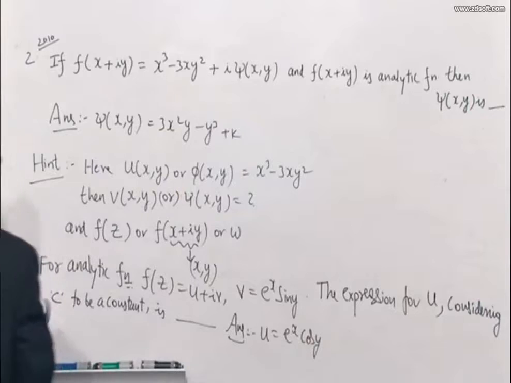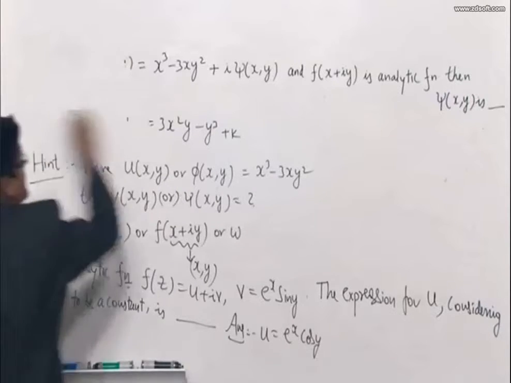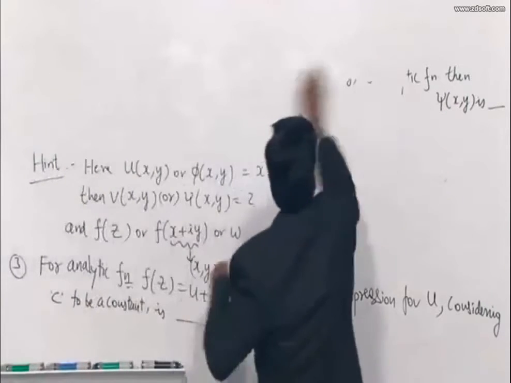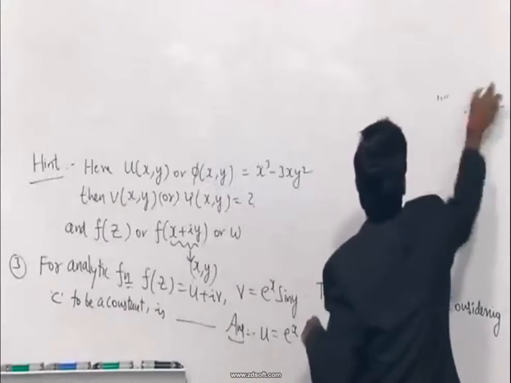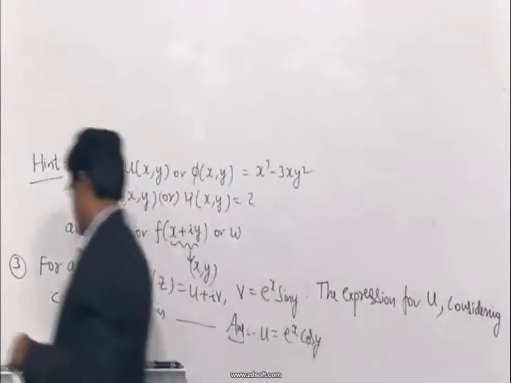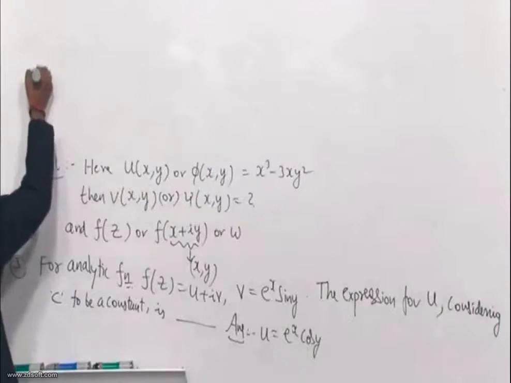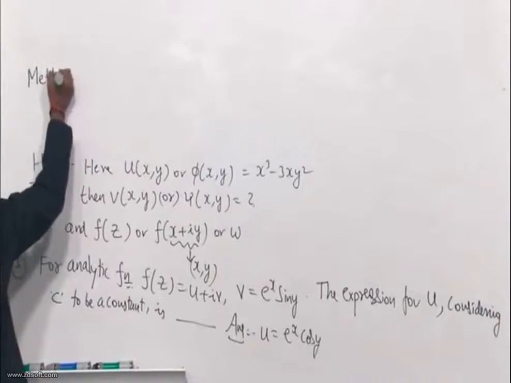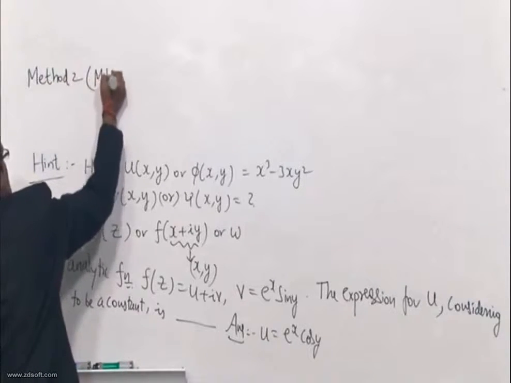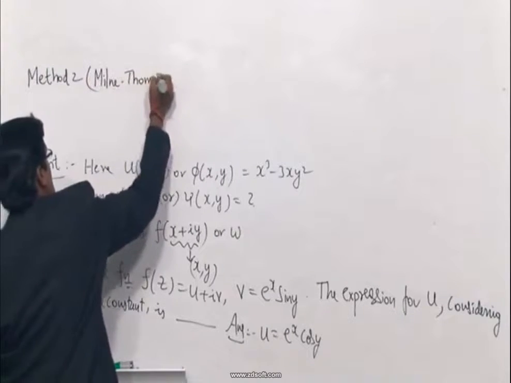These two problems are based on method 1. Now I am going to method 2. Here u is given, v is given, you need to find u. That is the second case of method 1. Method 2. The name of this method is Milne-Thomson method.